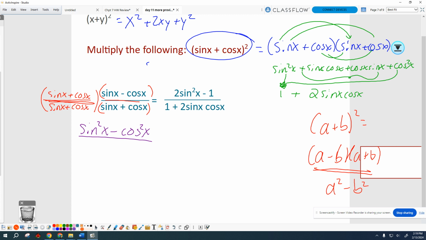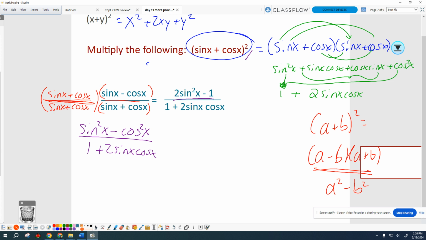And what did we get a second ago up here when we multiplied sine plus cosine, the whole thing squared? Jason, what did we get? 1 plus 2 sine x cosine x. Look at our goal. Do we have the denominators matching? Yeah. All right. The numerator isn't quite there yet.